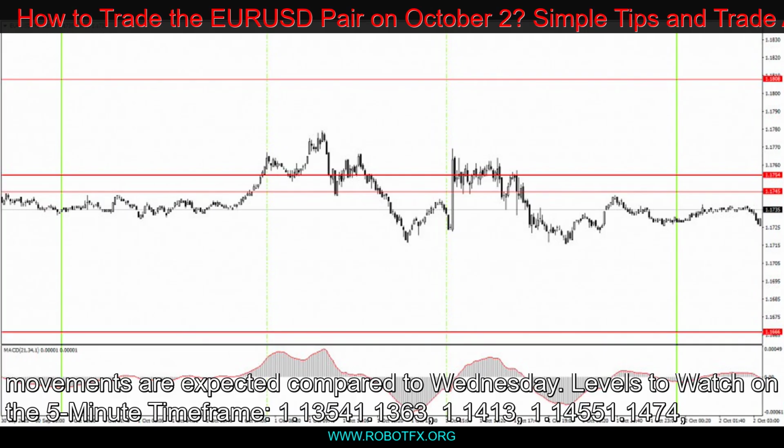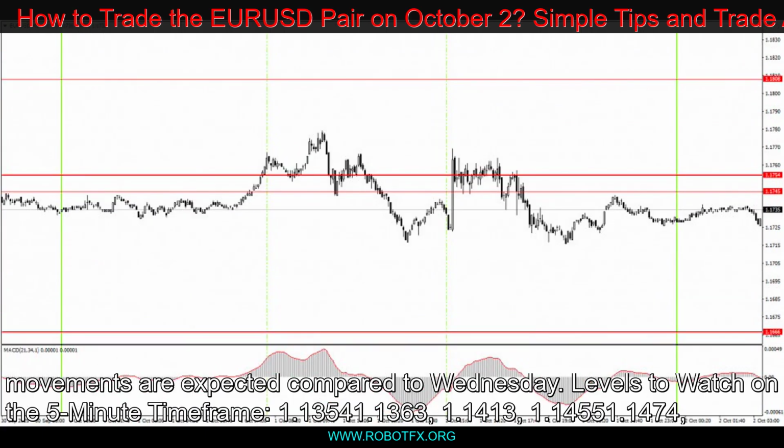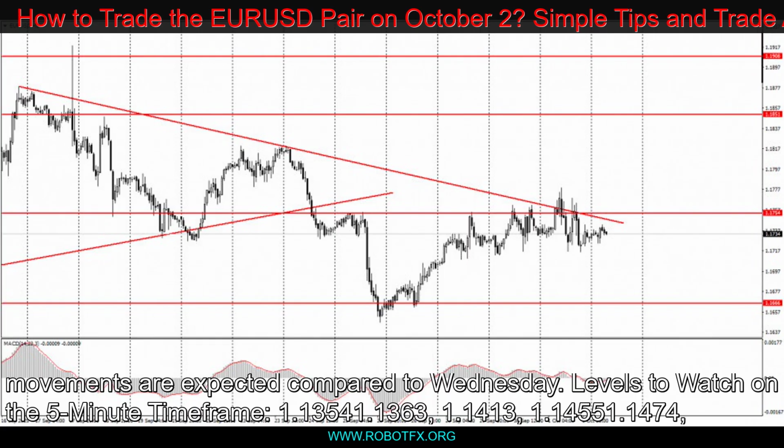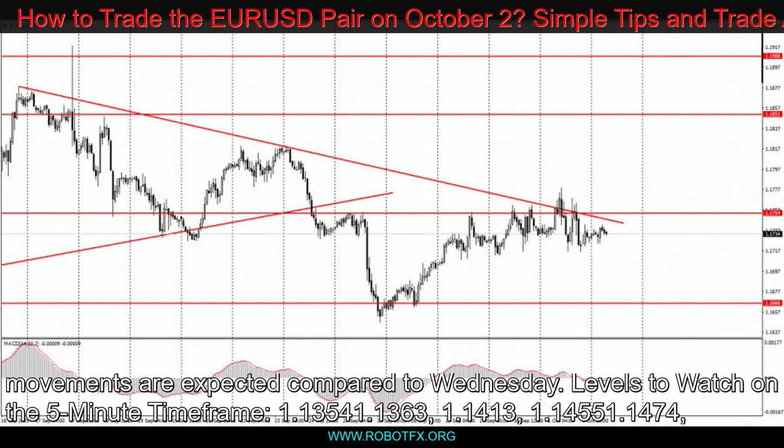Levels to watch in the 5-minute time frame: 1.1354, 1.1363, 1.1413, 1.1455, 1.1474, 1.1527, 1.1571, 1.1584, 1.1655, 1.1666, 1.1745, 1.1754, 1.1808, 1.1851, 1.1908, 1.1970, 1.1988.